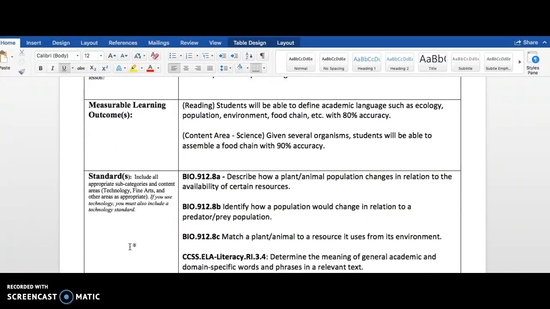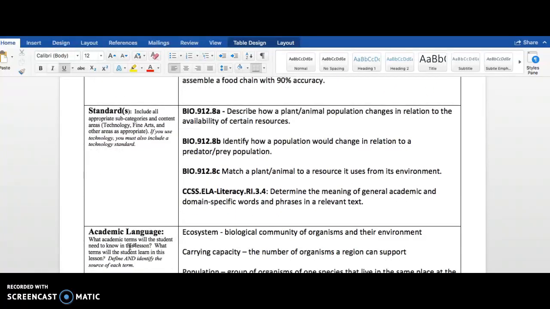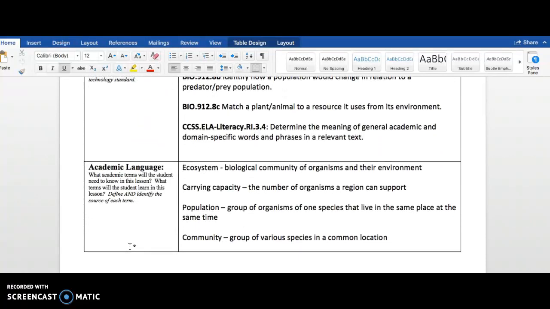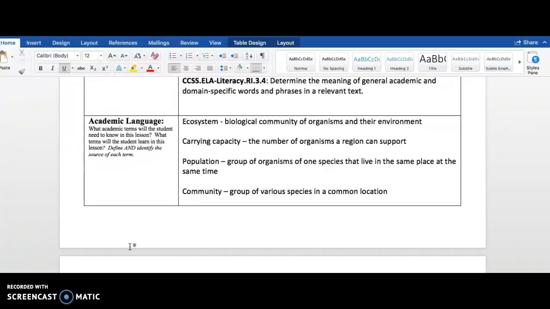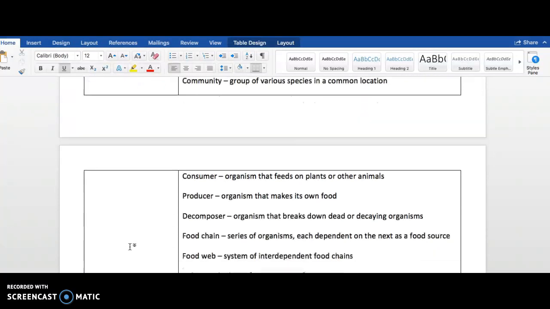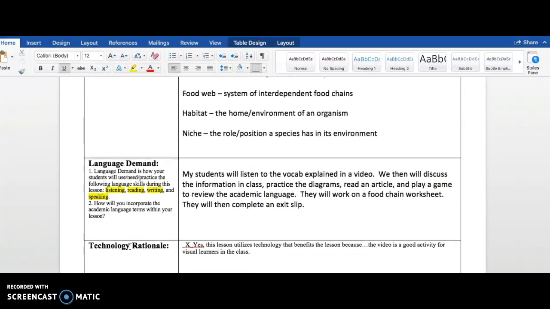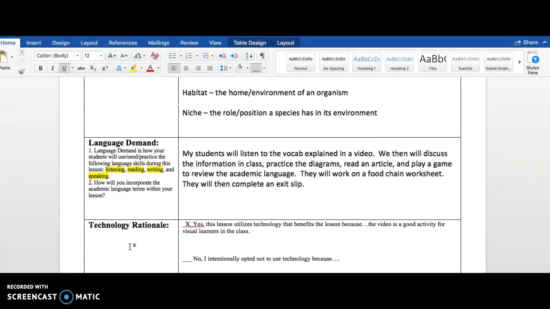I have my standards listed here, and then I also have all of the academic language along with their definitions listed here. And my students will be practicing several language skills during this lesson. They will be listening, reading, writing, and speaking. They'll be doing it all.